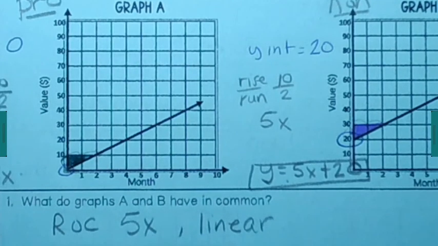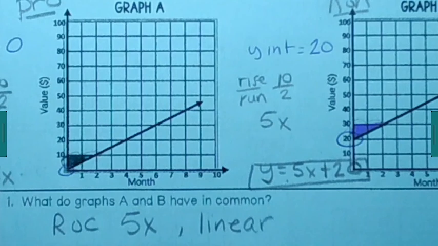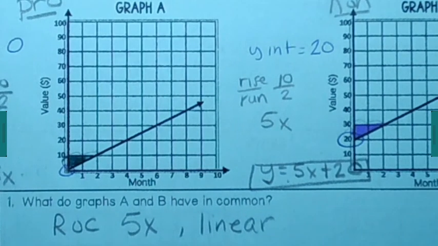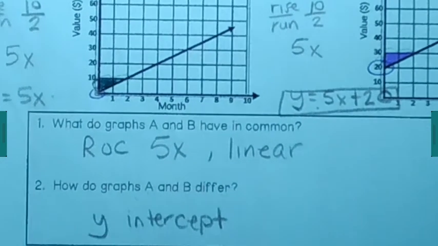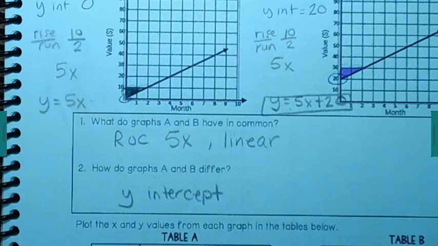Okay, how are they different? Very good. The y-intercept is different. Okay, one is proportional because it touches the origin. The other one is non-proportional because it does not touch the origin. Okay, pretty easy. You just have to have that memorized. Okay, go ahead and turn to the next page.